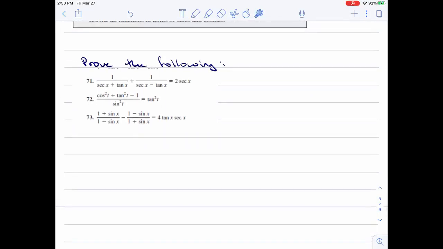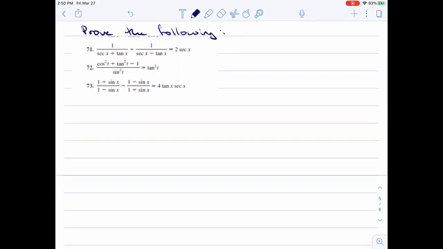But what's nice is you don't really need solutions to these. If you're able to make it look like the right-hand side, then you did it, right? You'll get solutions, just to see one way of getting to the 2 secant x. But what's nice is once you're here, on the easier side, then you're done.